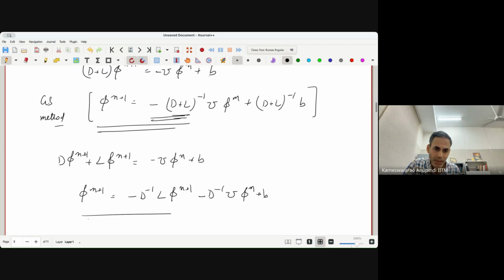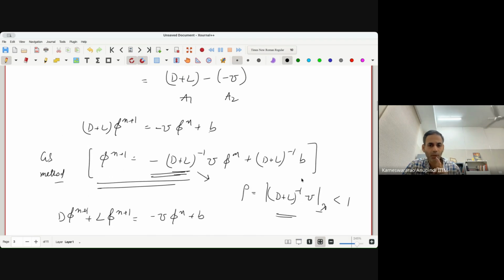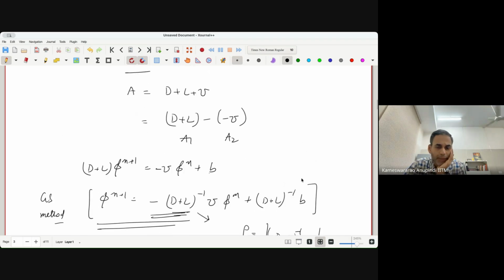Right? So this is the correct way. But then I have only written this to show that the spectral radius is going to be the eigenvalues of the (D plus L) inverse times U matrix. So the spectral radius of this should be less than 1 for this to converge.